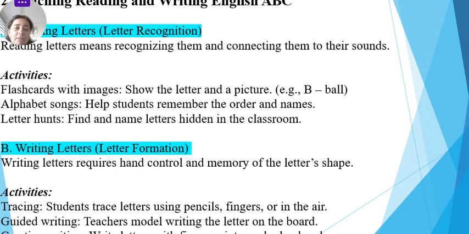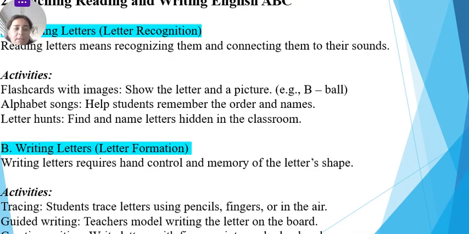And teaching reading and writing English ABC. Reading letters means recognizing them and connecting them to their sounds. And there are some activities like flashcards with images, and you can show the letter and picture, like ball, and it's like letter B. And alphabet songs, and it can help students to remember the order and names. And next one is letter hunts, and it can find and name letters hidden in the classroom.